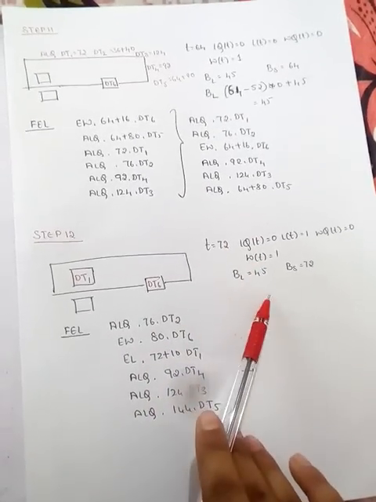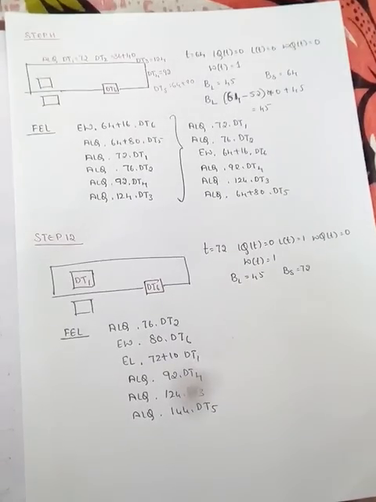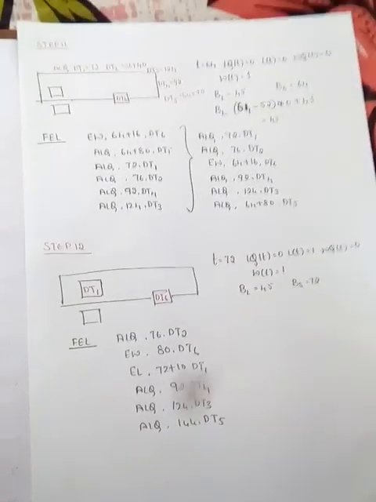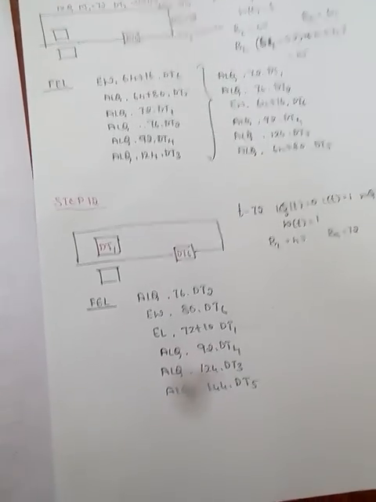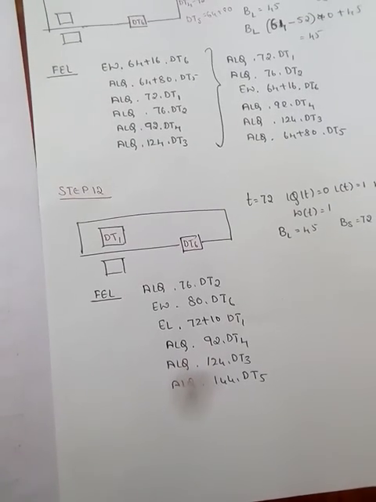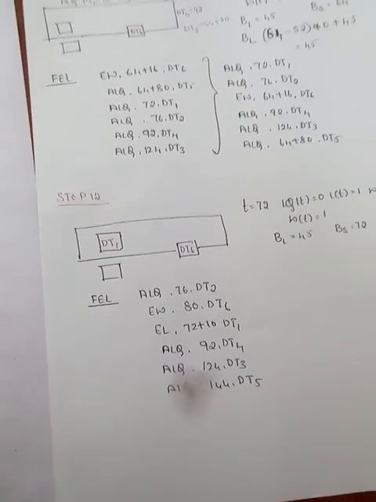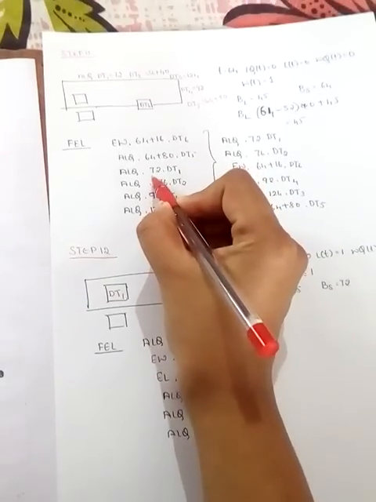So BL value equal to 45 and BS equal to 72. Here we are not calculating any BL value. It is the same as your previous step. Now the future event list: ALQ, 76, DT2, EW, 80, DT6. EL value was 72. 72 is your ALQ value of DT1.